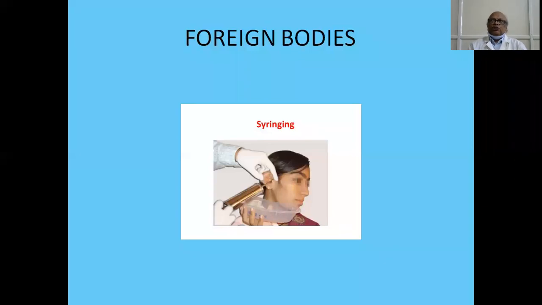Now, if you do it gently, as depicted in the picture, the stream should be directed towards one of the walls of the external canal, but not directly onto the tympanic membrane. Why? Otherwise, you may rupture the tympanic membrane, especially if there is past history of injury to the pinna, injury to the ear, or there is otitis media with a healed perforation. That will rupture very easily. So, we should be extremely careful.